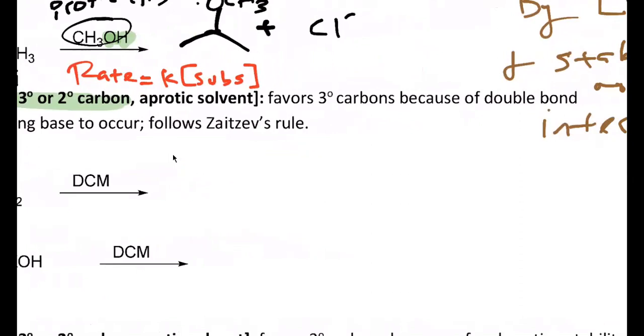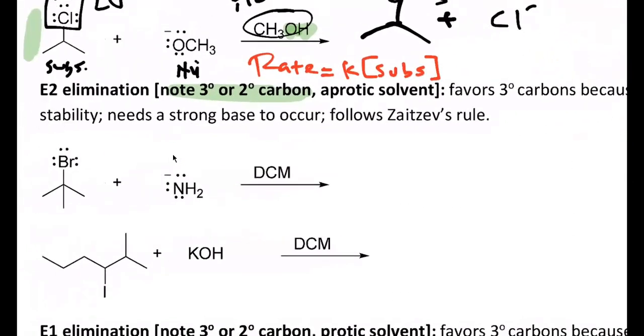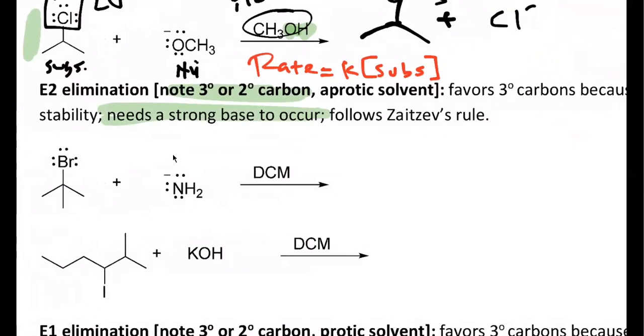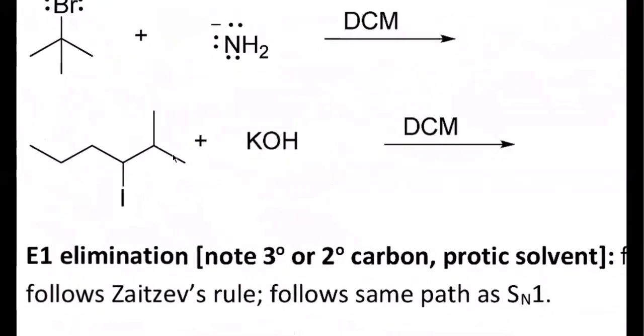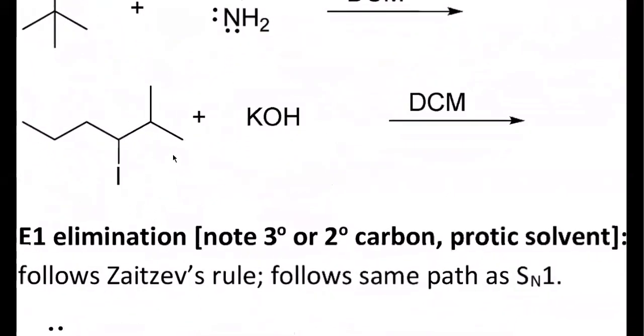And then also you need a base. Right? You need a strong base for that to happen. All right. And it also follows Zaitsev's rule, which we're going to talk about when we do the actual example. So I want to draw the products in first up here. I'm not going to do the top example. I'm going to do the bottom example because we can get into more detail with that.